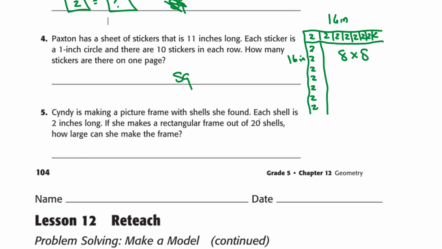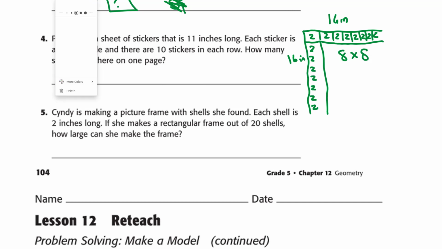Paxton has a sheet of stickers that is 11 inches long. Each sticker is a 1-inch circle, and there are 10 stickers in each row. How many stickers are there on one page? All right, Mr. Schmidt, what's your plan here? Well, if the whole thing's 11 inches long and each one's a 1-inch circle, that seems pretty easy to me. There are 10 in each row. It's 11 inches long.